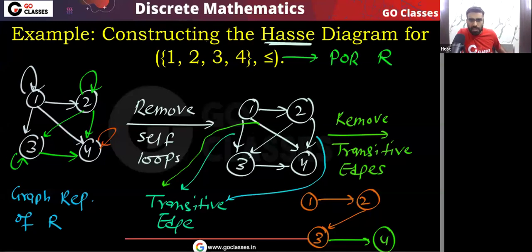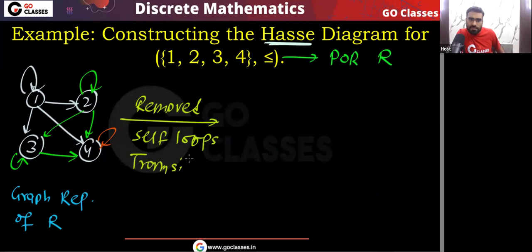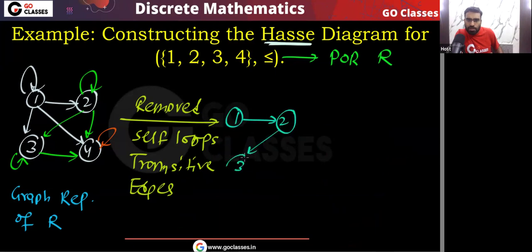Now after removing all the transitive edges, remember what you did. So far, we have removed self loops, and we have removed transitive edges. Once we remove all these transitive edges and self loops, this is the structure we are getting: 1 related to 2, 2 related to 3, 3 related to 4. Now what we need to do? We need to put all the edges in the upward direction.